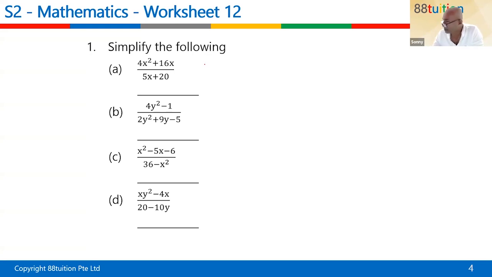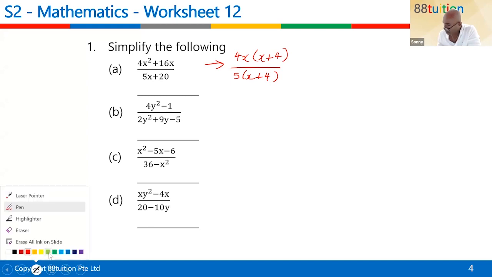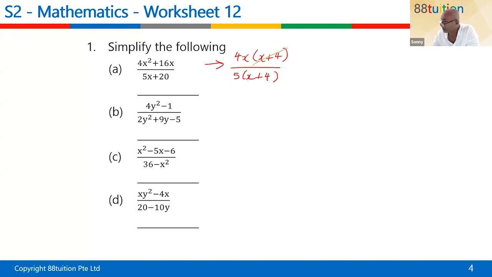I'll do the first one here. You take out 4, you take out x, so you get x plus 4. Take out 5 because 20 is a multiple of 5, x plus 4, right? So what can you do now? Just cancel out the common term. So your answer will be 4x over 5. All right, that is the answer. First one is done.